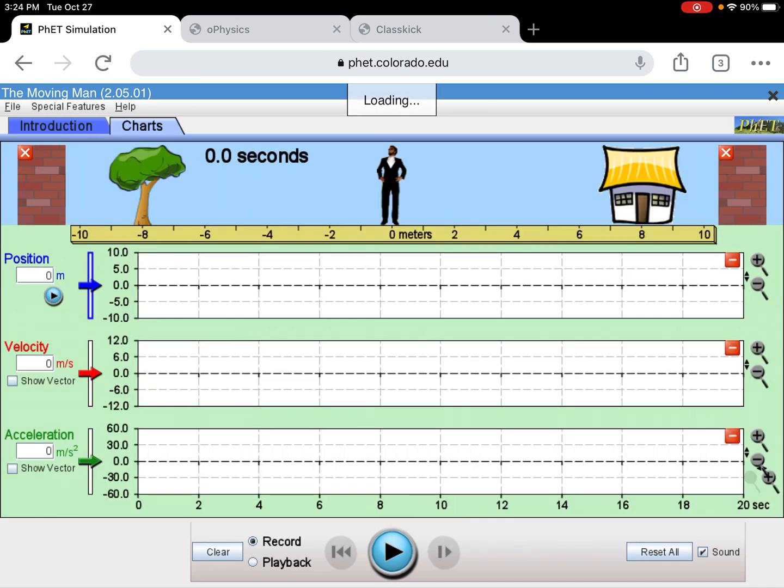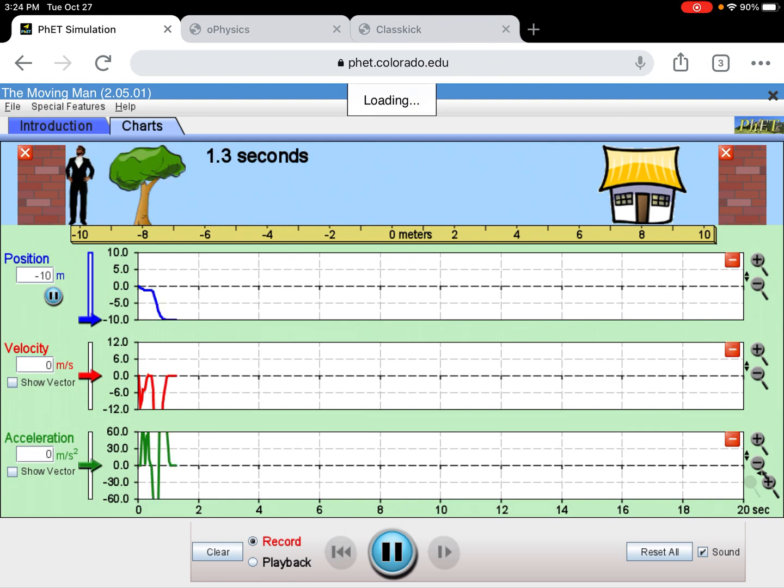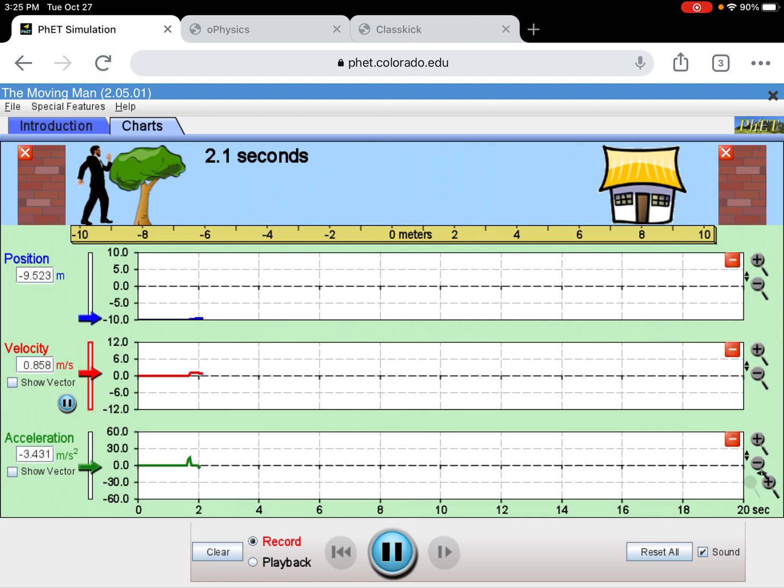I'm going to switch to charts, and I'm going to see what happens when I start our friend here at a position. I'll start him at a position of -10, and I'm going to clear these charts. I'm going to give him a velocity of 1. And you can see what the position time graph looks like, and the velocity time graph is horizontal.